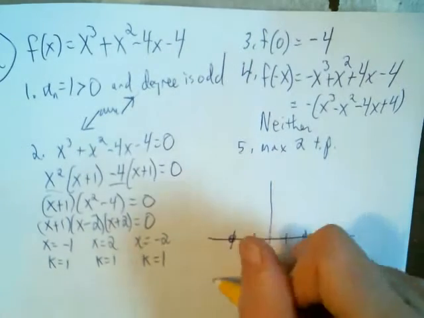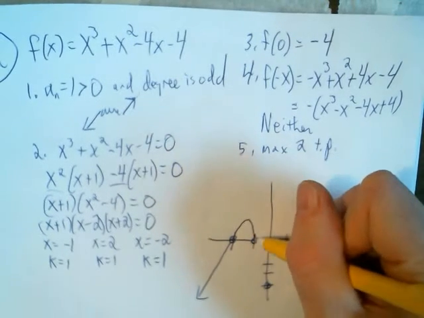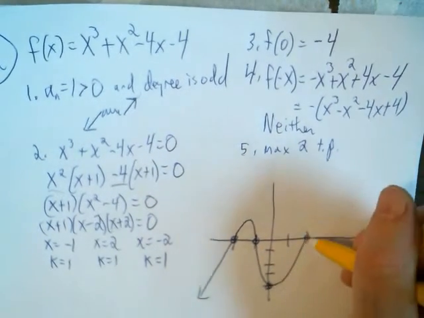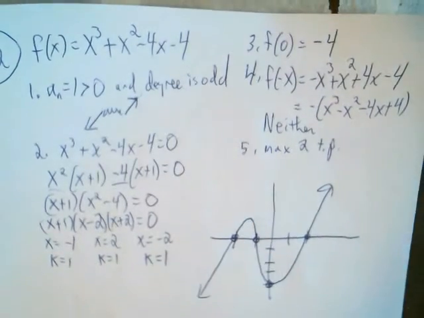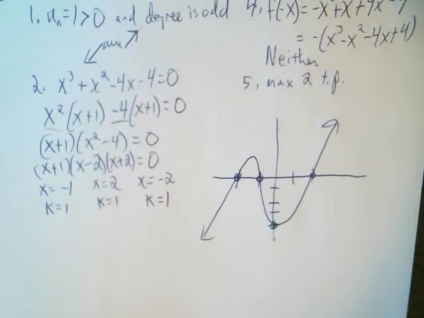It's coming in from the negative direction. It's going through again, through here, right there. 1, 2 are the max number of turning points, so it seems like it's a pretty good graph, pretty good guess of what the thing looks like.